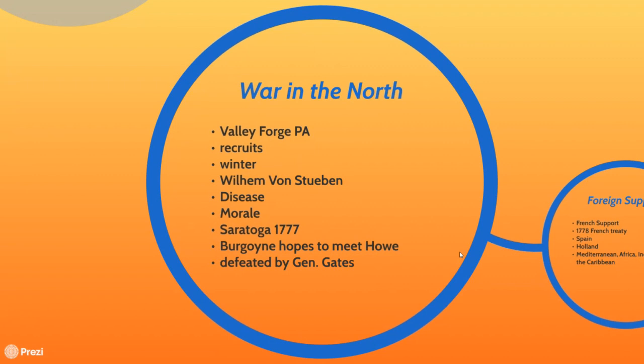Enter Mr. Wilhelm von Steuben. Steuben is from Prussia, which is the eastern portion of Germany and what's now Poland, right? So Eastern Europe. And he's a very accomplished, experienced military commander, but he's most probably homosexual.